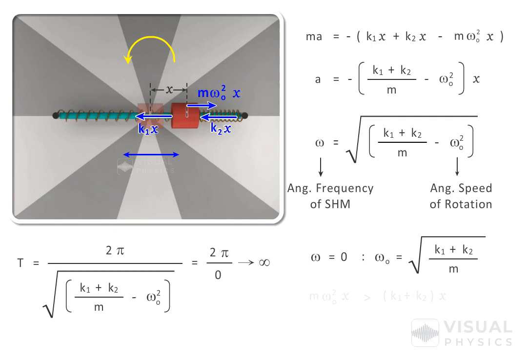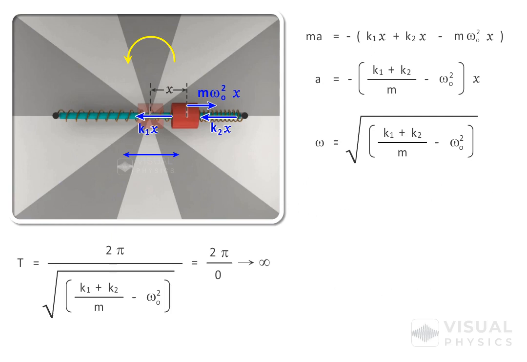Also, if omega naught is greater than this value, then the centrifugal force will exceed the force due to the springs, and the block will have a radially outward acceleration. Therefore, for the block to have an SHM, omega naught should be strictly less than this value.